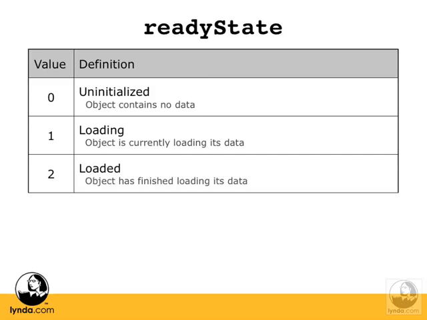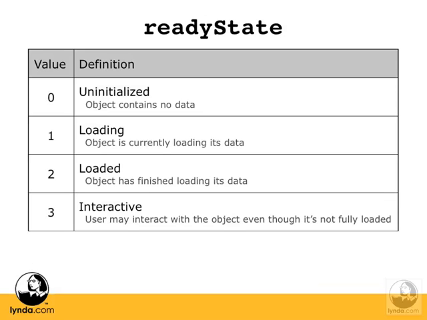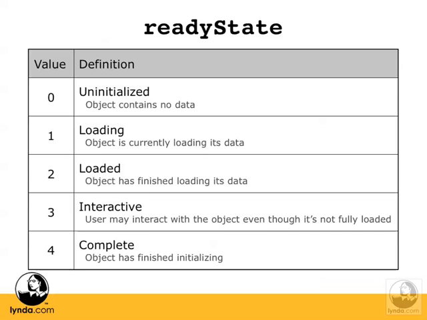When it has a value of 2, your request has finished loading. When it has a value of 3, the official name for it is interactive, which means that the user can interact with the XMLHttpRequest object, although it isn't fully loaded, so I wouldn't really recommend it. And lastly, the value 4, which is complete. This is the one that you're going to be checking for almost every time, because in general, you're not going to want to take a look at the request until it's done initializing.